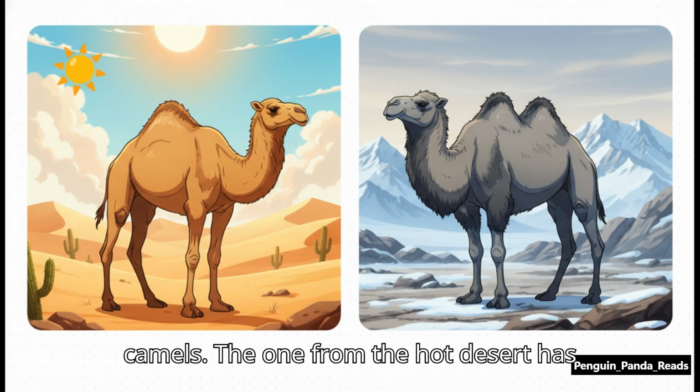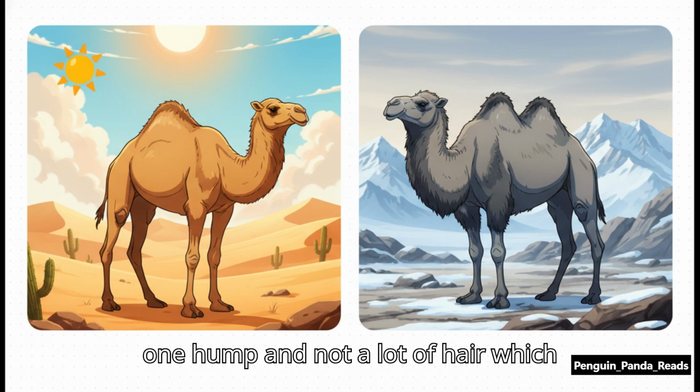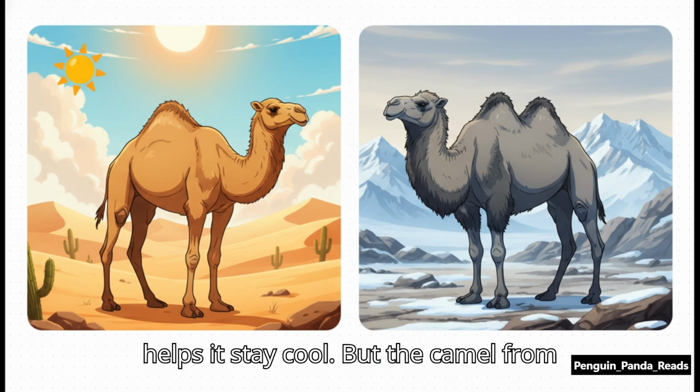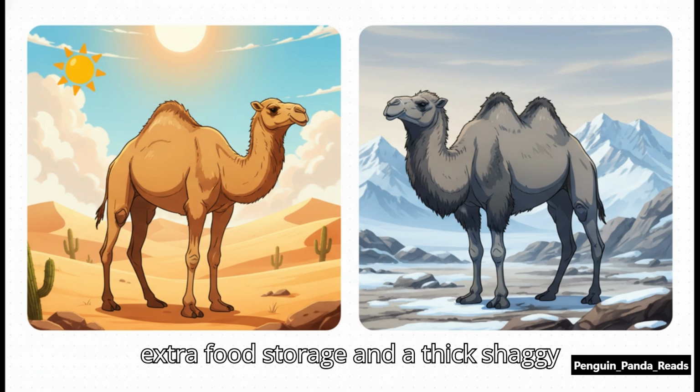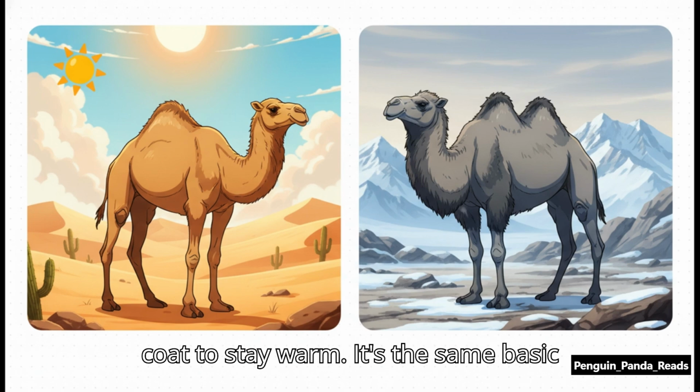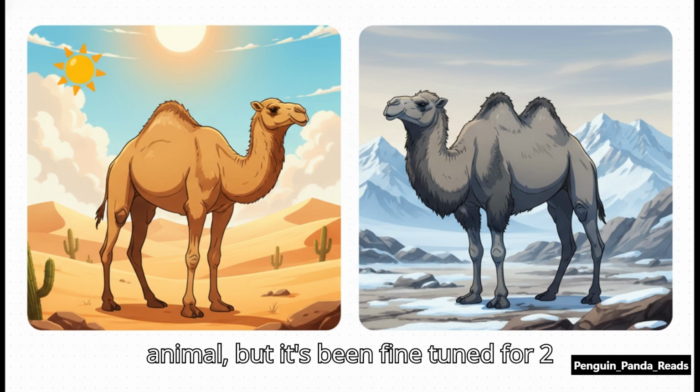Look at these two camels. The one from the hot desert has one hump and not a lot of hair, which helps it stay cool. But the camel from the cold desert, it's got two humps for extra food storage and a thick, shaggy coat to stay warm. It's the same basic animal, but it's been fine-tuned for two completely different worlds.